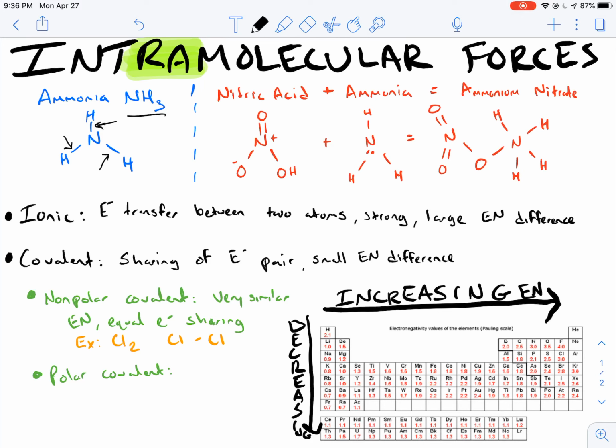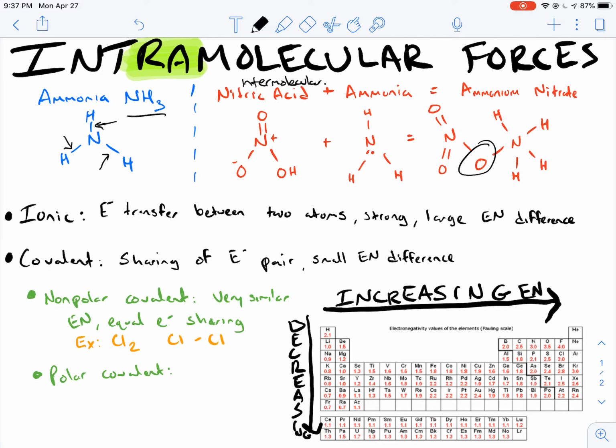In contrast to intermolecular forces, we would be looking at the forces that hold between different molecules together. So we'd be looking over here. We'd be looking at that bond over there. Sorry for the sloppiness.